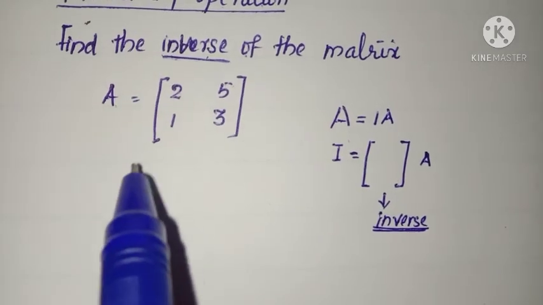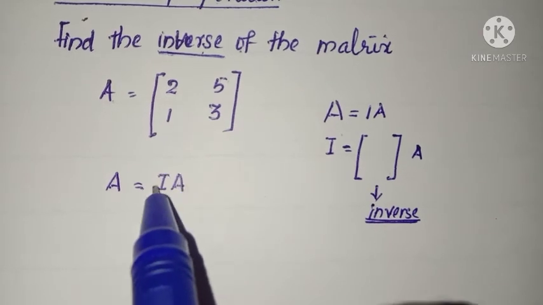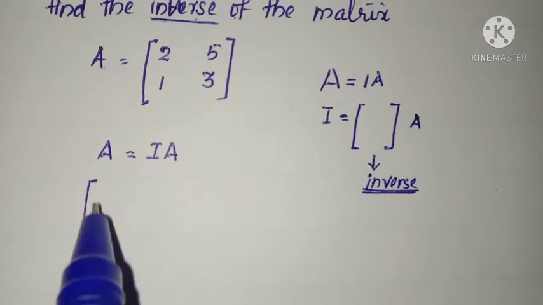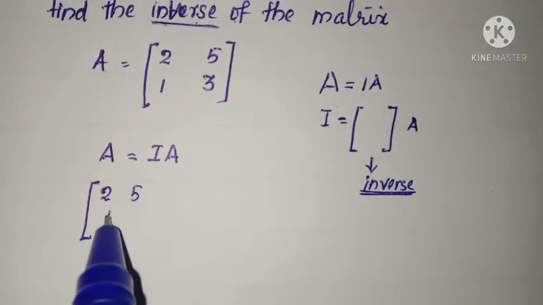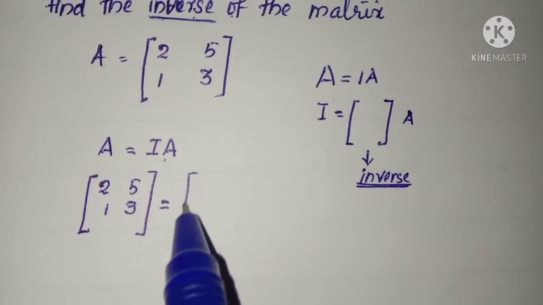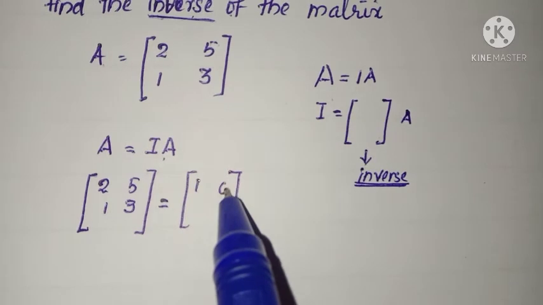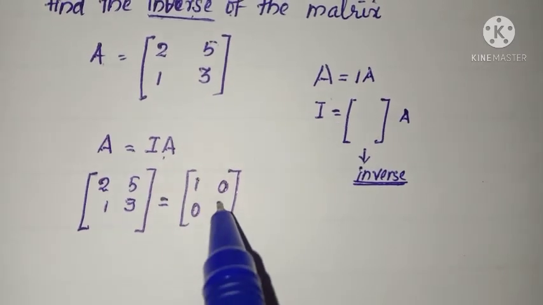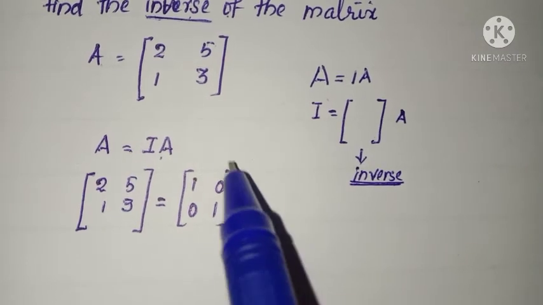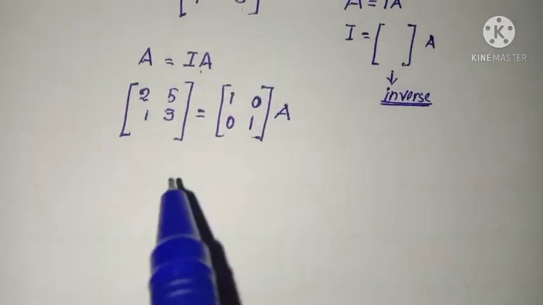So let's start the problem with A equal to the identity matrix I times A. Now replace A here. A is 2, 5, 1, 3 equal to I, our identity matrix. This is a 2 by 2 matrix and therefore the identity matrix is 1, 0, 0, 1. Then write A. No need to rewrite A as the given matrix, it is still A itself.